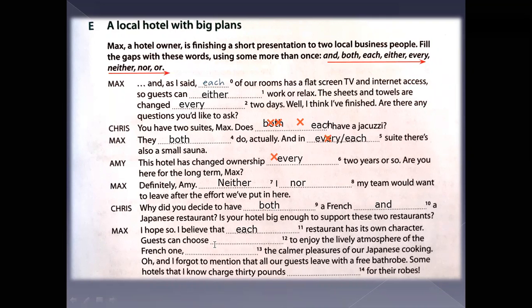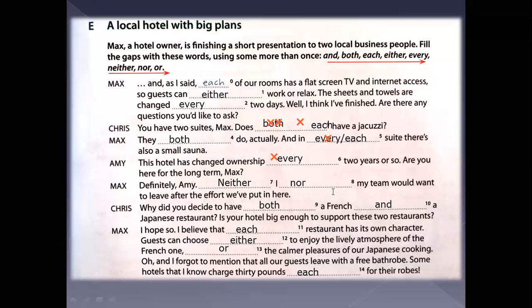Guests can choose either to enjoy the lively atmosphere of the French one, or the calm pleasure of Japanese cooking. I forgot to mention that all guests get a free bottle. Some hotels that I know charge £30 for their rolls. £30 each?